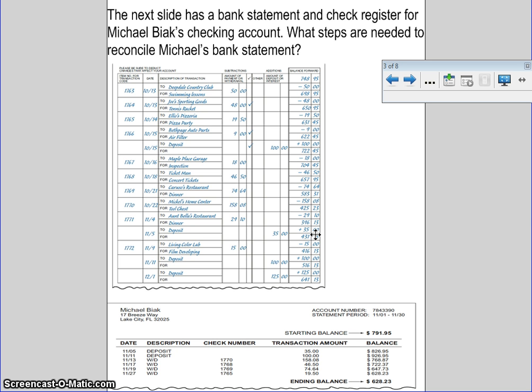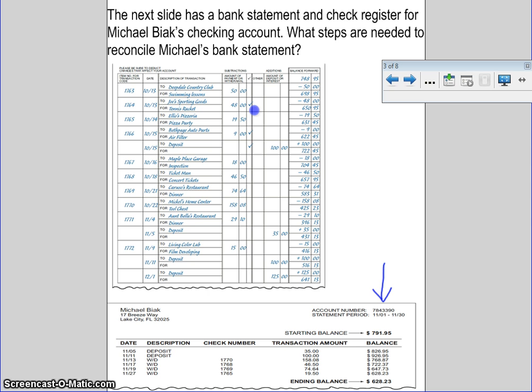This slide has a bank statement and check register for Michael Biock's checking account. What steps are needed to reconcile the account? The first thing we have to do: you can see here that there are certain areas where you see a little check mark, and that check mark means it has already cleared the account on a previous statement. So our first step now is looking at the current statement, down here below, and we're going to make more check marks for the items that have now cleared for this statement.